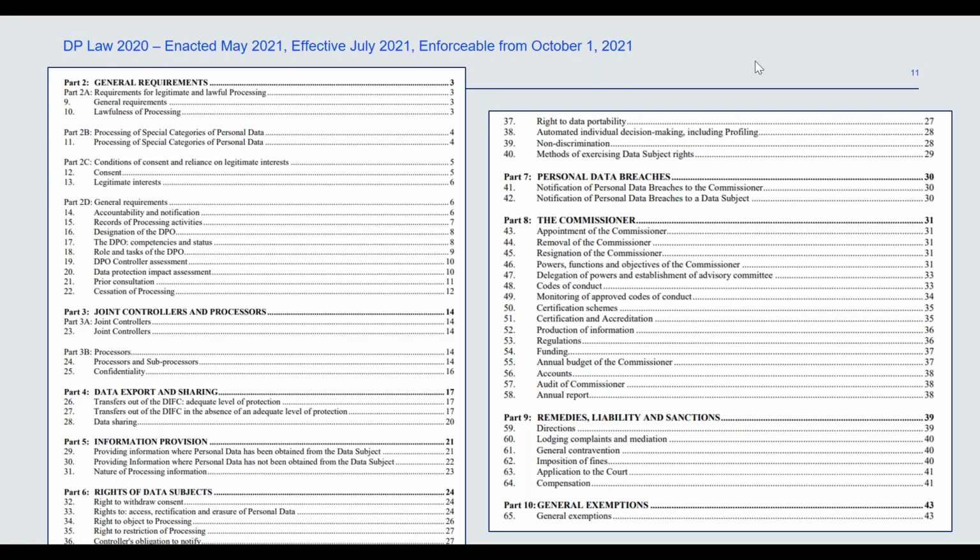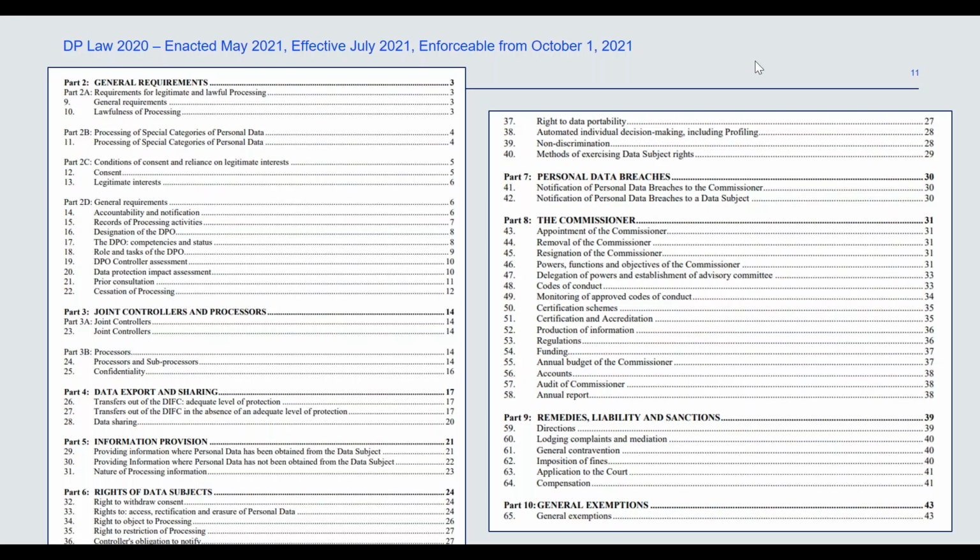Rights of data subjects is part 6, and we talk there about the right to access, rectify, or erase your data, which everybody has maybe heard of, erasure as the right to be forgotten. Right to restriction of processing, understanding data portability in terms of wanting to move from one provider to another, for example, and the requirements for data controllers sharing that data so that you can change who you're dealing with, non-discrimination, methods of exercising data subjects' rights, etc.